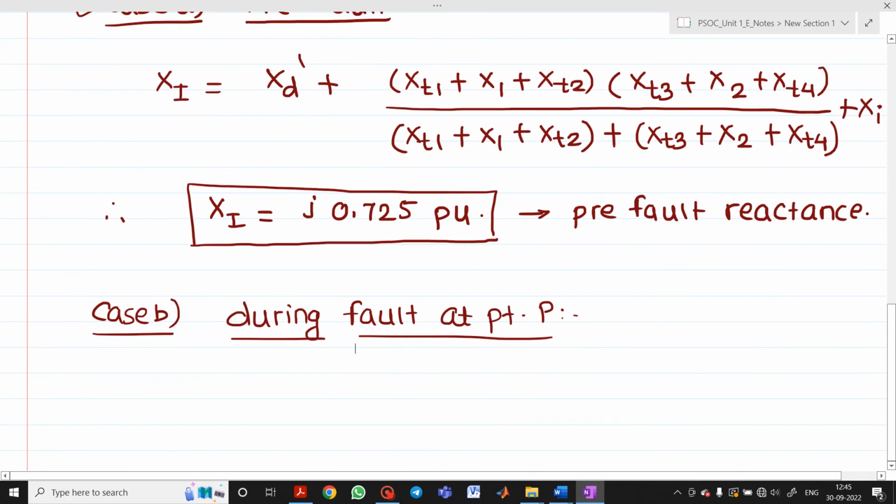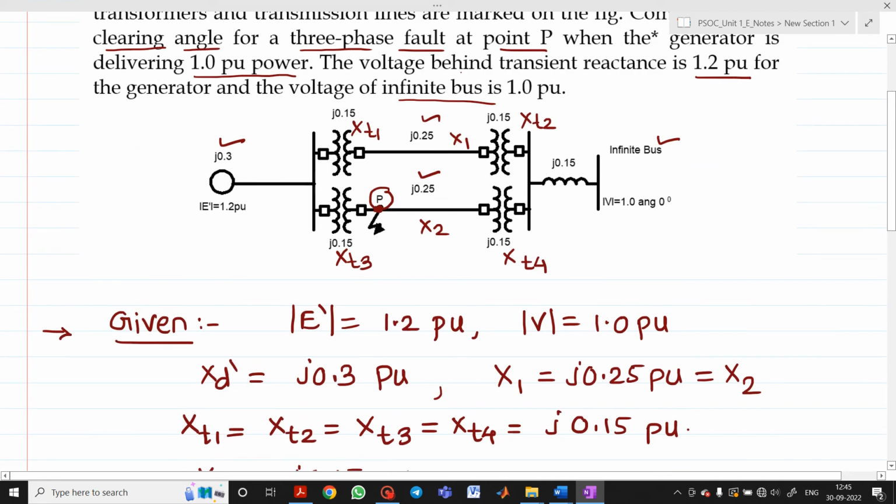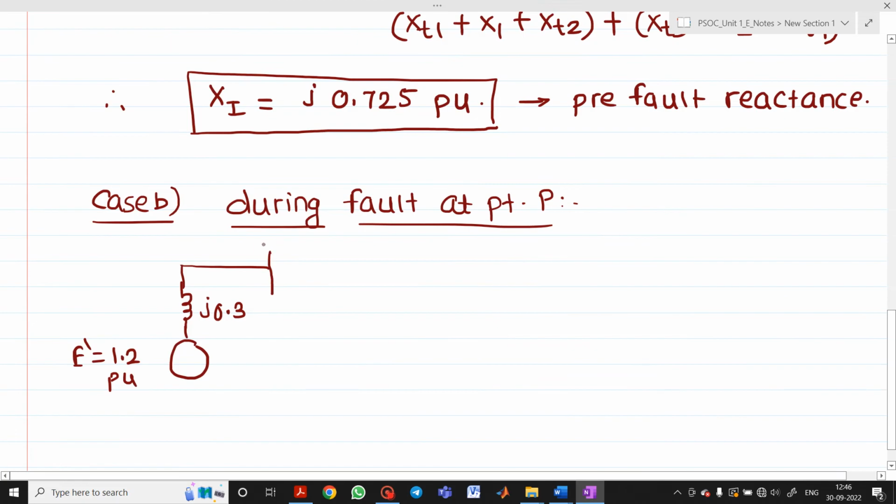So how can I reduce this? Let me draw this diagram from the diagram which is given above. So there is one generator, we can say this is E dash, which is equal to 1.2 per unit. Then here there will be a reactance which is j0.3, xd dash. Then after that, this has been covered. Now there are two branches. First one is j0.15, which is xt1. Second one is j0.25, which is x1.